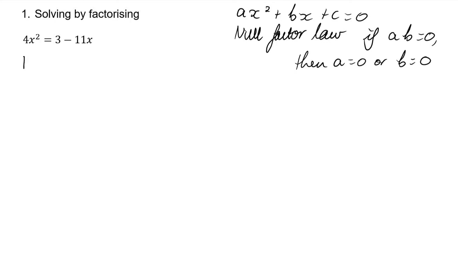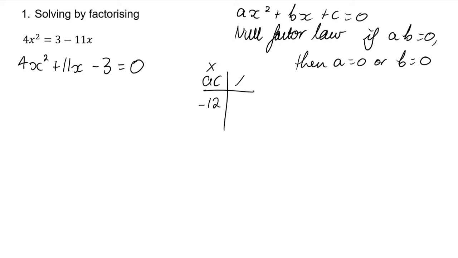So to get that equal to 0, I am adding 11x to both sides and subtracting 3. To factorize that, I need two numbers that multiply together to give a times c, which is negative 12, and they have to also add to get 11. Those numbers are 12 and negative 1. That tells me how I'm going to split that middle term. It's going to become 4x squared plus 12x minus x minus 3.